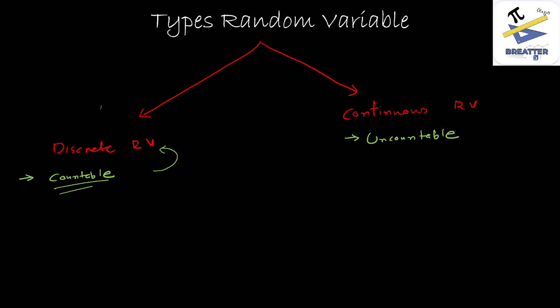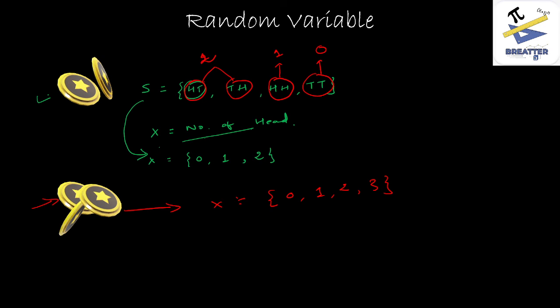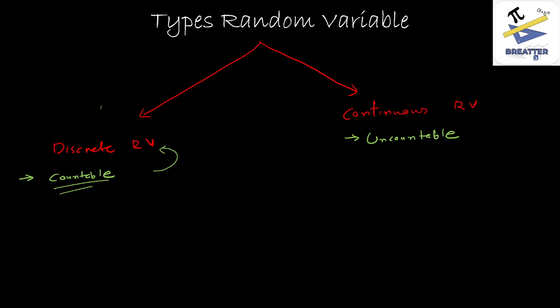If we see our previous examples, in the previous slide, here the outcomes are countable. Either it can be 0, it can be 1. In the second example also outcomes are countable. But in the third example, the outcome could be anything between 0 and 100. That means outcomes are not countable in nature.